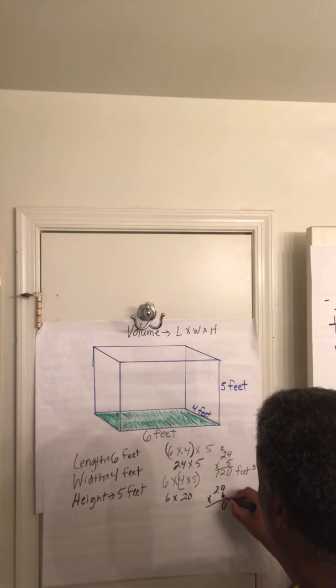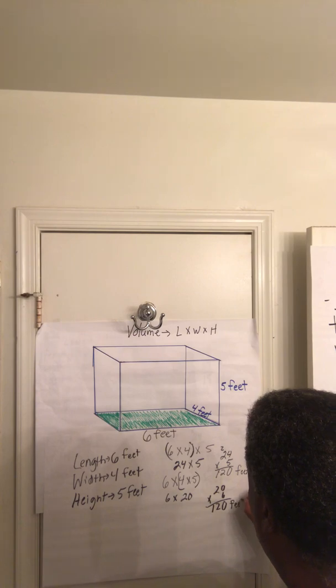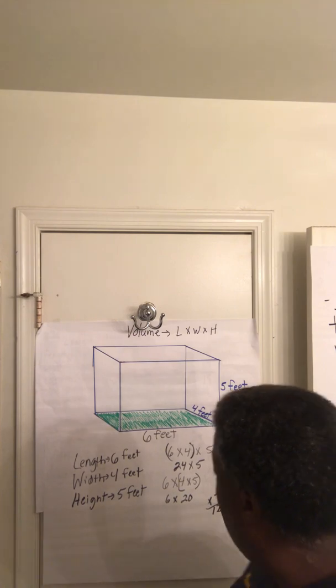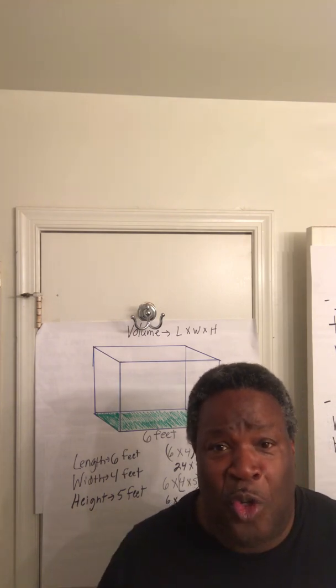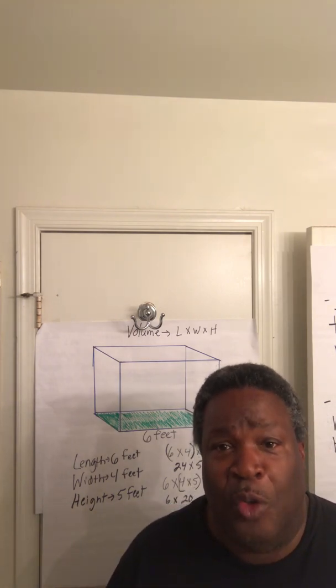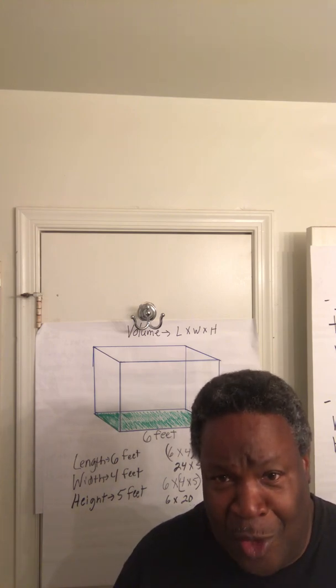And I'll do that over here just to work it out. 6 times 0 is 0. 6 times 2 is 12. Oh, we still get 120. So it would still be 120 cubic feet. So that is how you use multiplication to determine the volume of a rectangular prism.